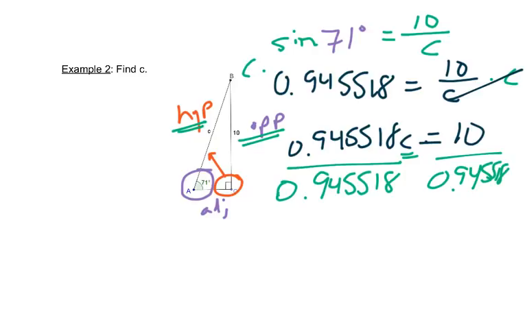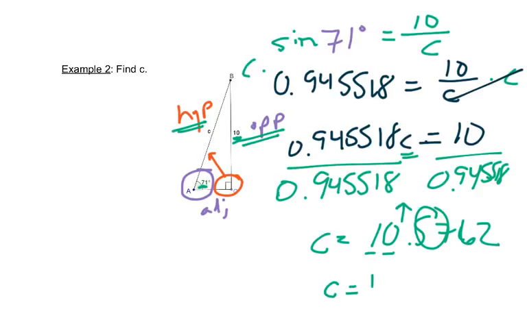So we take 10 divided by 0.945518, and we get that C is equal to 10.5762. Now this is two significant digits, and 71 is two significant digits, so we'll round this to the nearest whole number. 5 tells us to go up, so C is 11.